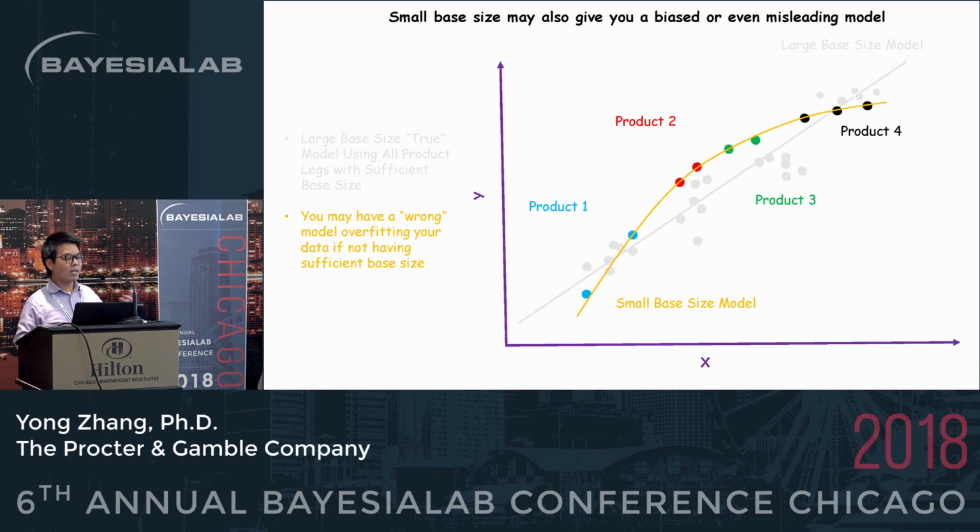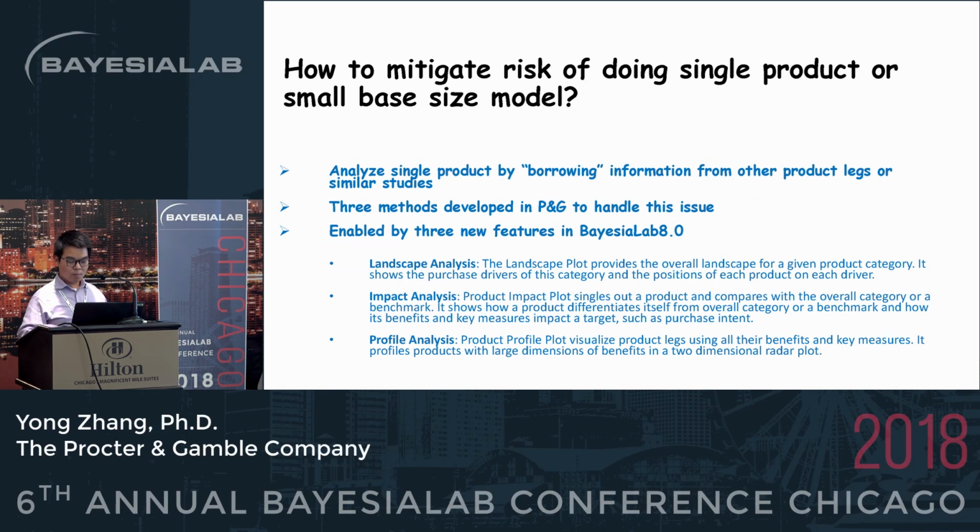Let's say another scenario is you have multiple product legs, but for each product leg you only collect few data points, to reduce the cost. The underlying model again is the overall gray line. But even though you have multiple product legs, under the limitation of a small base size, you will have an incorrect model, which again is biased. So what should you do if you want to analyze a single product leg? The simple idea is you borrow information from other product legs. I will elaborate on that later.